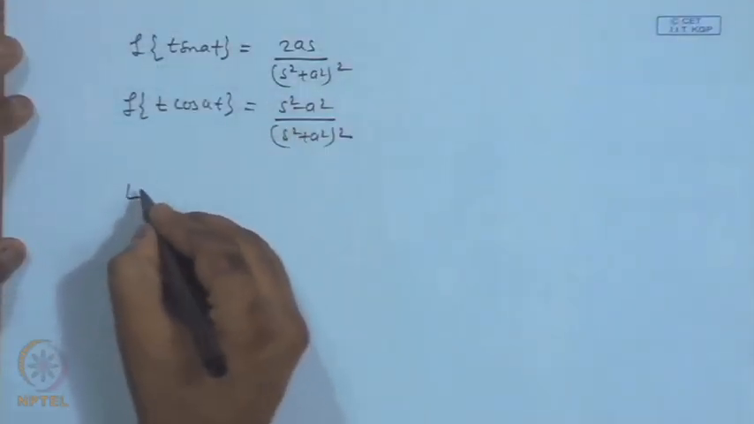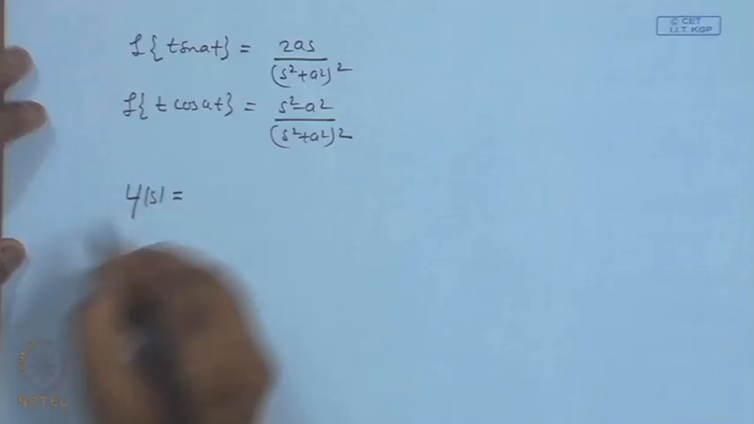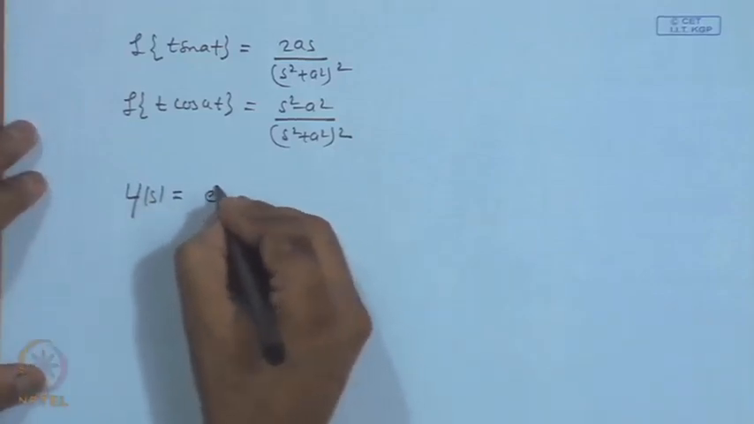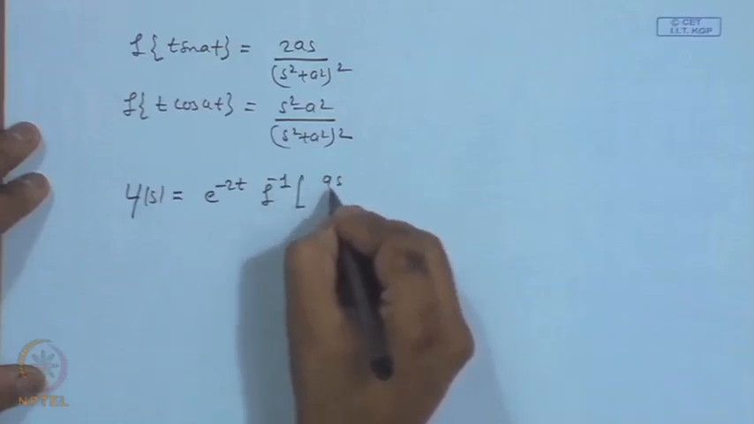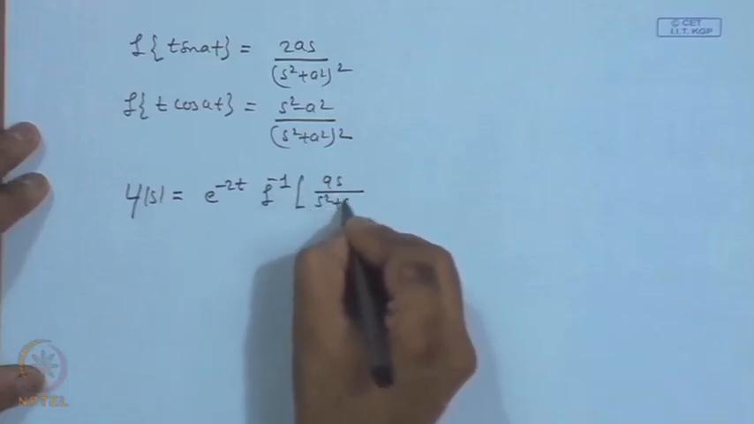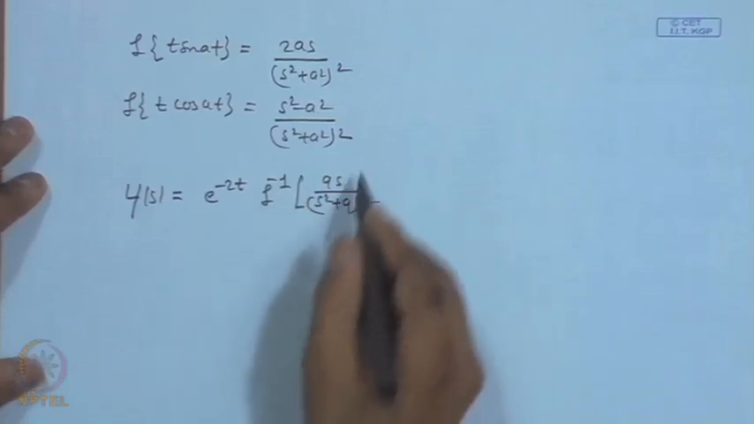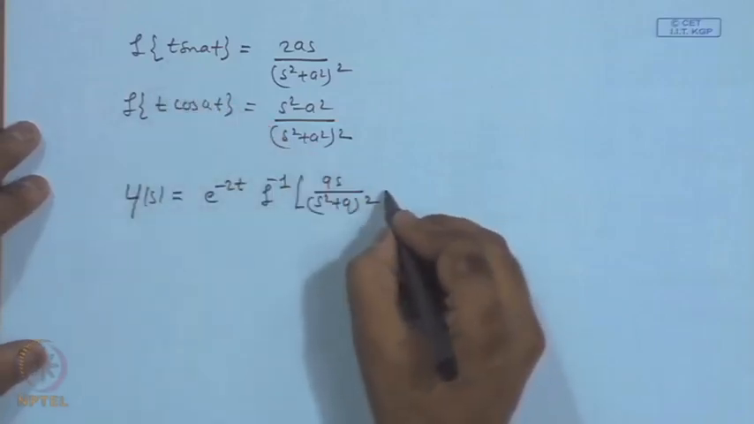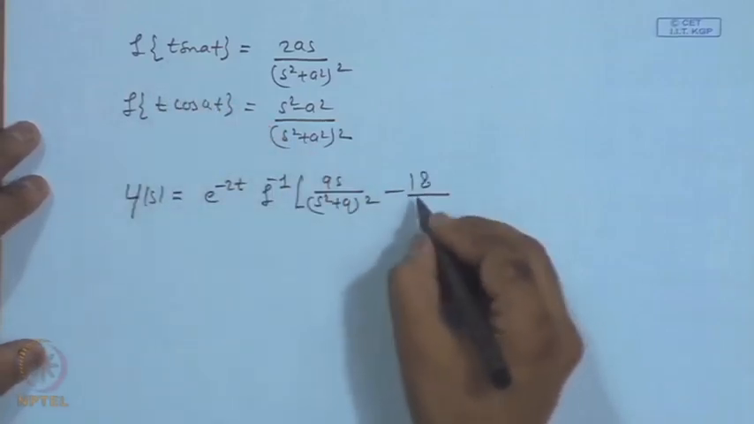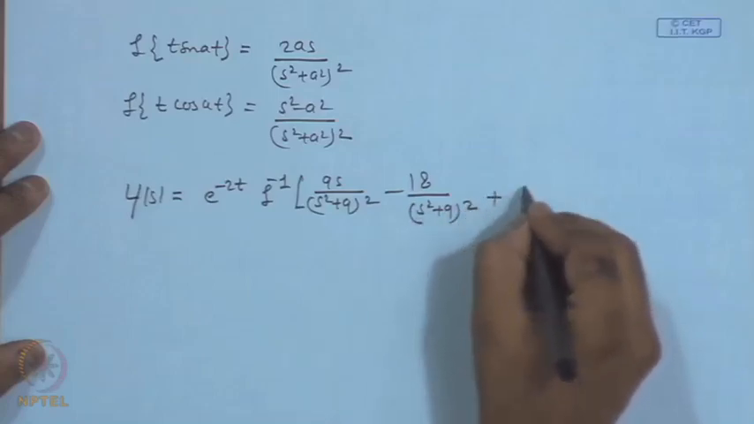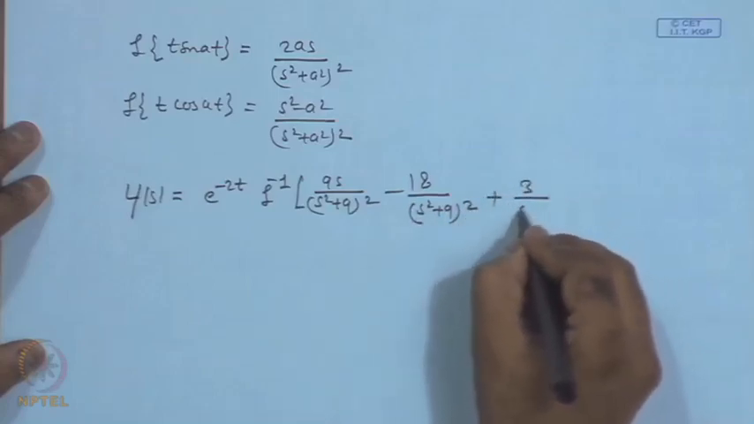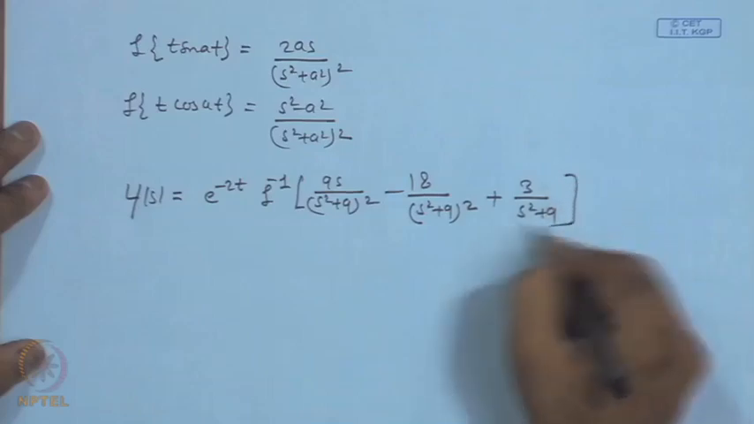So, we have that Y(s) is e^(−2t) times the Laplace inverse of 9s over (s² + 9)². This we straight away get sin 3t. We have minus 18 over (s² + 9)², and we have 3 over s² + 9.